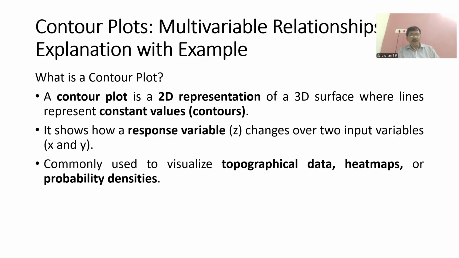Now, contour plots. Contour plots are a mechanism for showing a multivariate relationship. When we say multivariate relationships, it means that you are going to specify x, y, and z. X and y are the x-axis and y-axis, and the response variable is given in terms of z. It is usually used to visualize topographical data, heat maps, or probability densities.